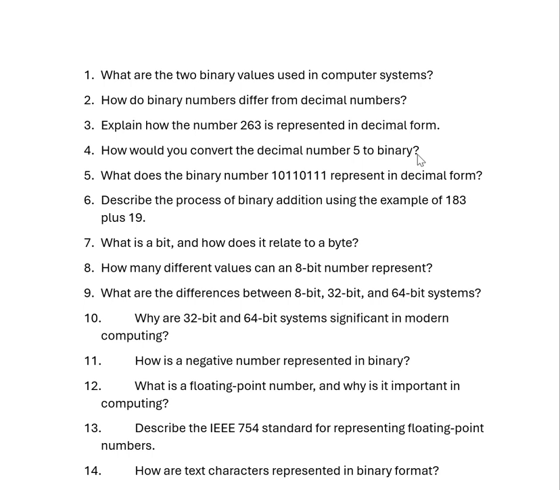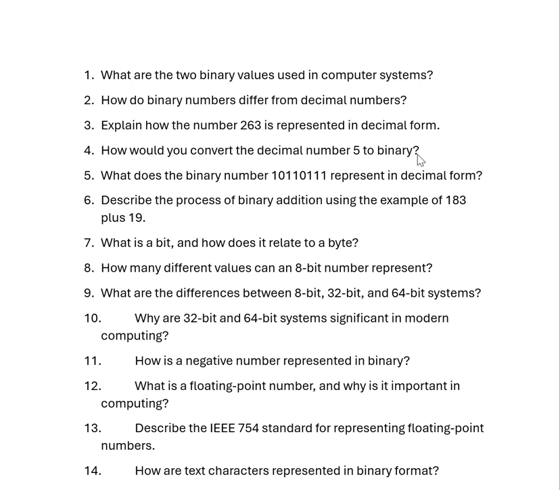Describe the process of binary addition using the example of 183 plus 19. First convert 183 and 19 to binary, then add the binary numbers digit by digit from right to left, carrying over when needed. The resulting binary sum corresponds to the decimal value 202.